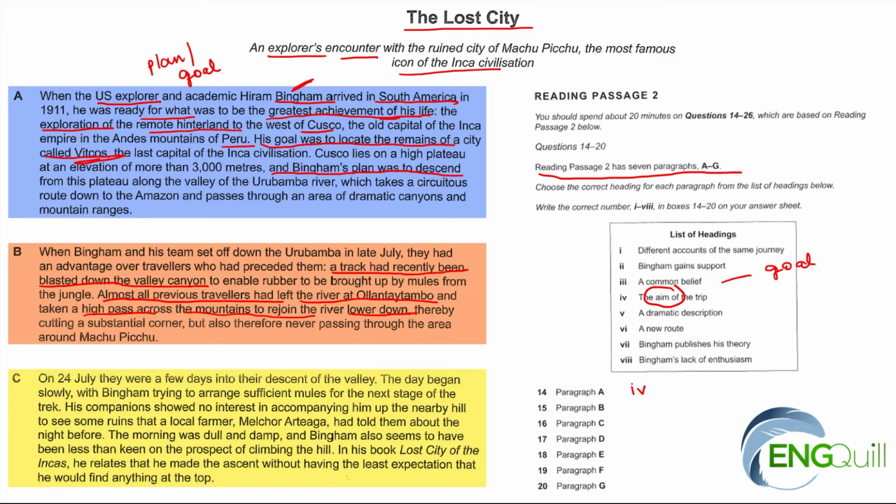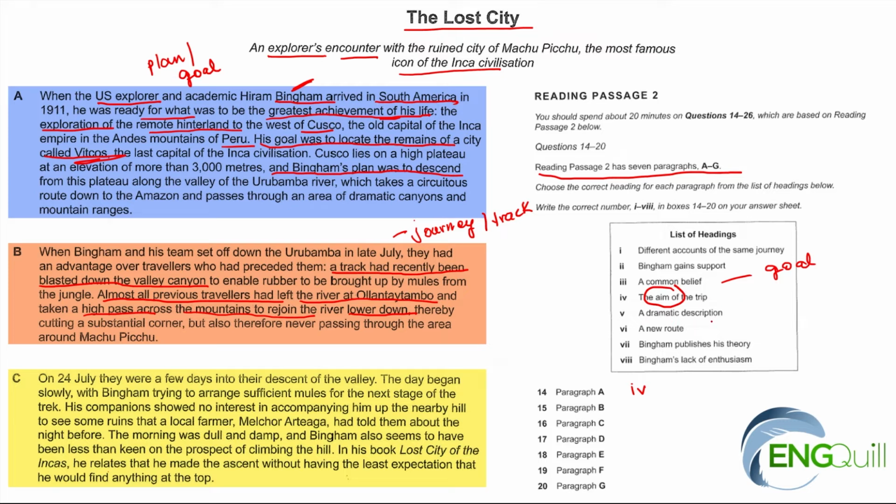That this being his team, and they started their journey, and the track had recently been blasted down, and all the previous travelers left the river. This is something talking about his journey, talking something about the track. Something happened here, some changes. Okay, go back to the list of headings. Is it talking about different accounts? No. Is it talking about gaining support? No. A common belief? No. It is talking about the journey, and something happened, like they blasted down some route, some road. Okay. Aim of the trip, it's already been done.